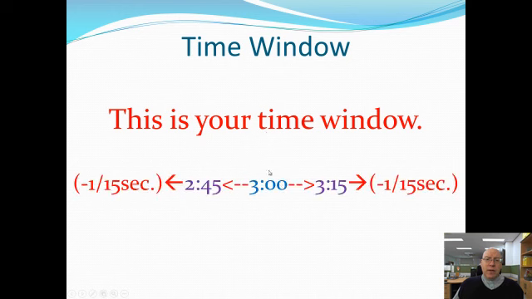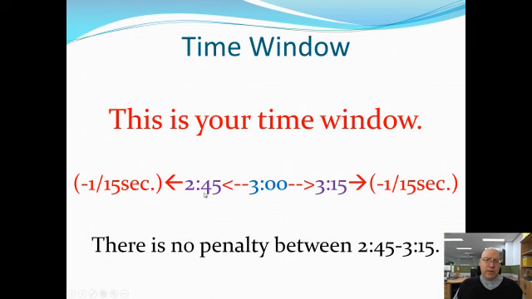Here's your time window. This is how I grade you. We want 3 minutes. 3 minutes is our target. I give you a 30-second window. If you can get between 2 minutes and 45 seconds and 3 minutes and 15 seconds, there's no penalty. That's perfect. Get in that window. But if you start getting outside the window, you start losing points. It's -1 point for every 15 seconds. So try to stay in this window right here.